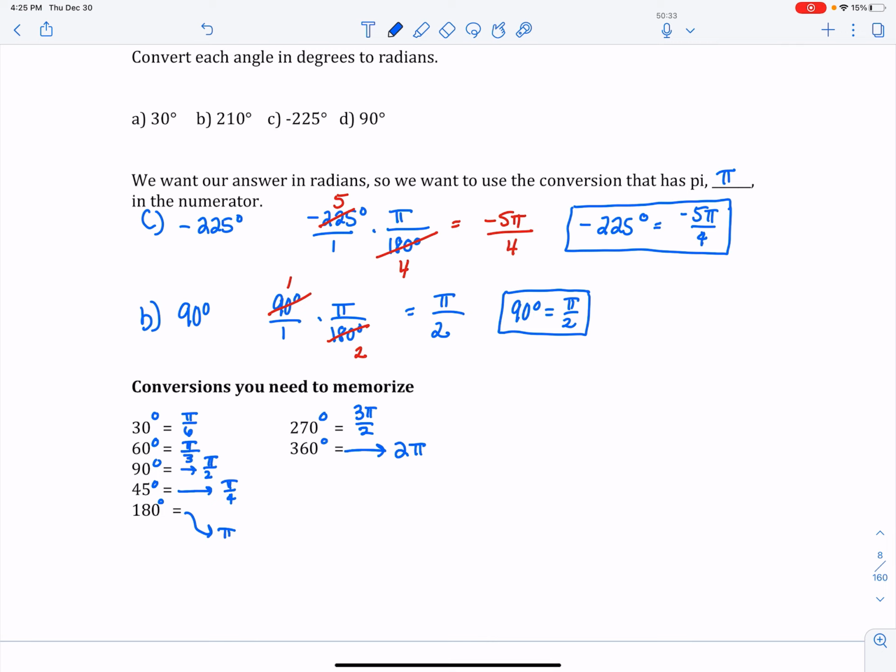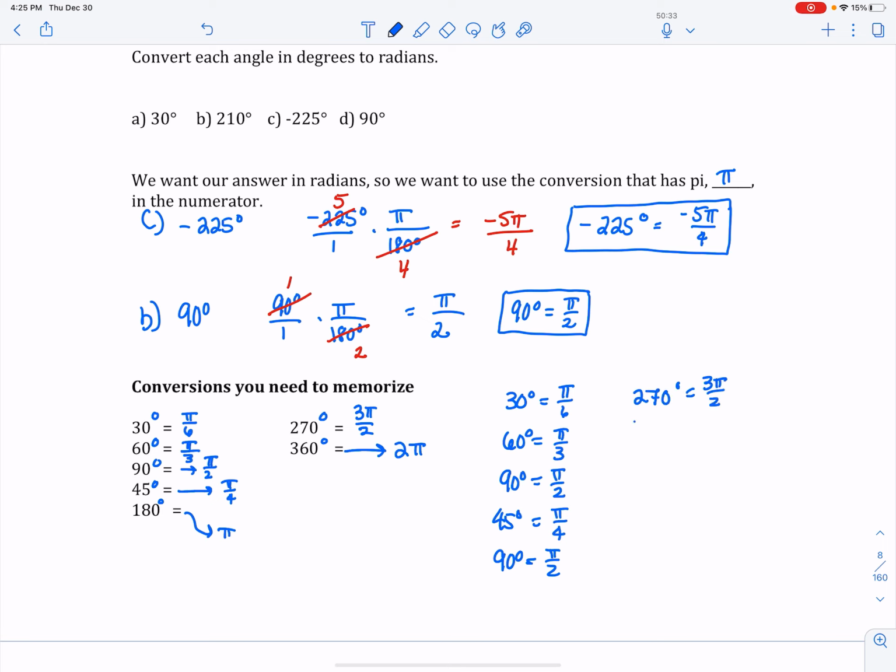So your homework, besides actually doing homework in the homework system, is to memorize these, okay? So 30 degrees, pi over 6, 60 degrees, pi over 3, 90 degrees, pi over 2, 45 degrees, pi over 4. And then finally 270, which is a quadrant angle, is 3 pi over 2, and 360 is 2 pi. I just wrote this out a little bit neater for you because there's more room over here. Okay, so these ones, memorize them because we're going to be adding more to those.